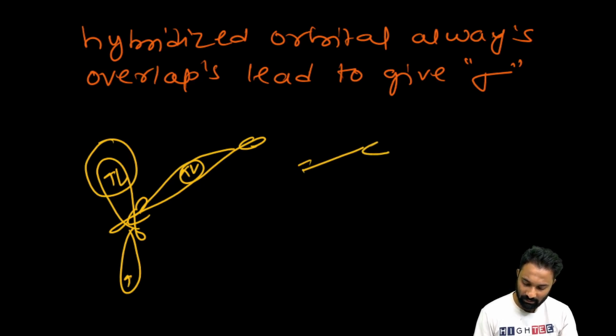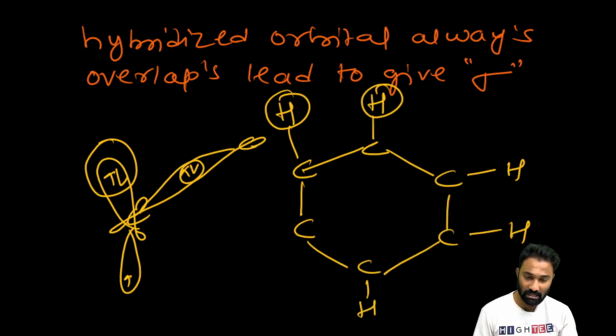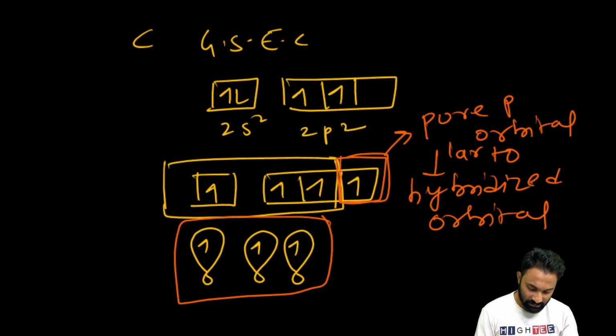Here one carbon and carbon, one sigma bond. And here one carbon and hydrogen, one sigma bond. The same for each of the remaining carbons: one carbon and hydrogen, one sigma bond. Clear? Now in this manner, all the 3 hybridized orbitals of each carbon will form sigma bonds.